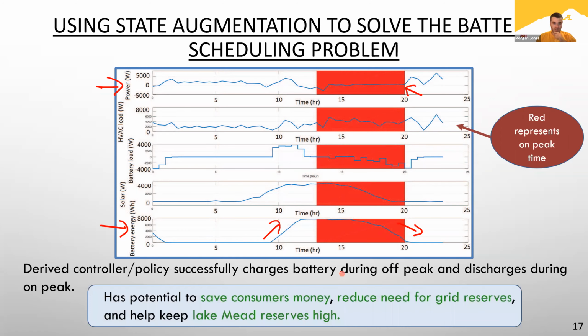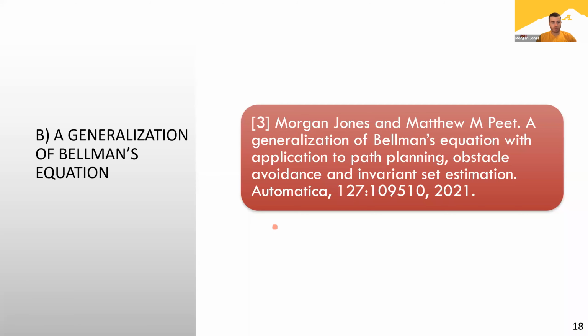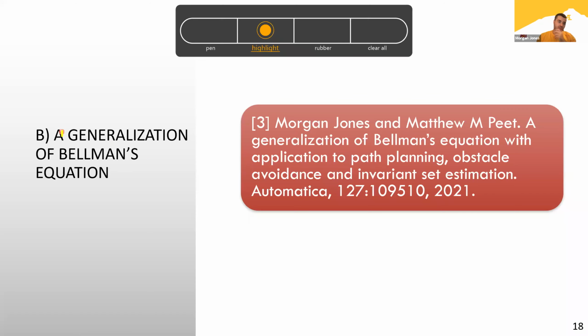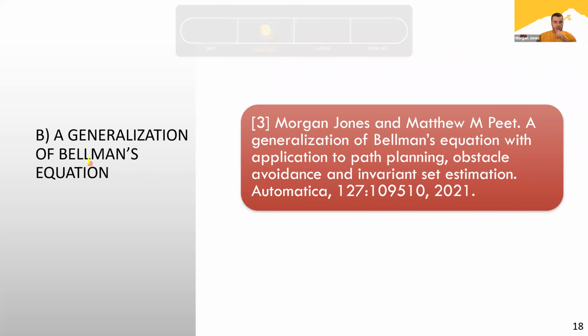So this type of methodology has the potential to save customers money, and also reduce the need for grid reserves, because there'll be less peak demands. And this can help keep Lake Mead reserves high. So next we'll move on to another way we've extended the dynamic programming framework by generalizing Bellman's equation. And this was presented in Automatica.